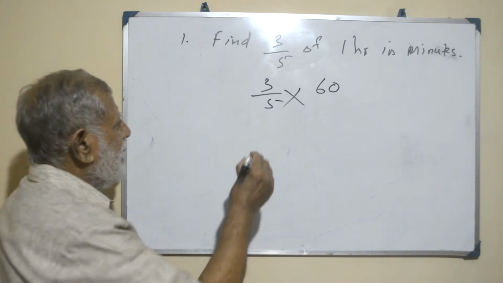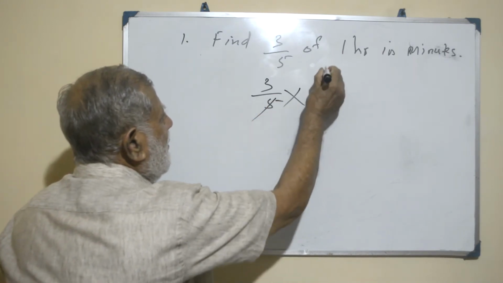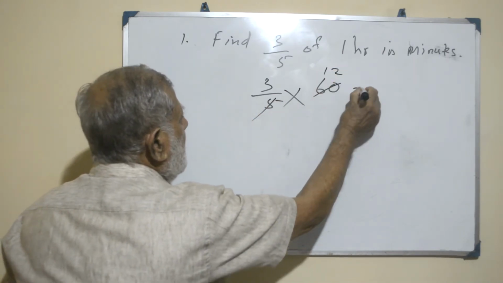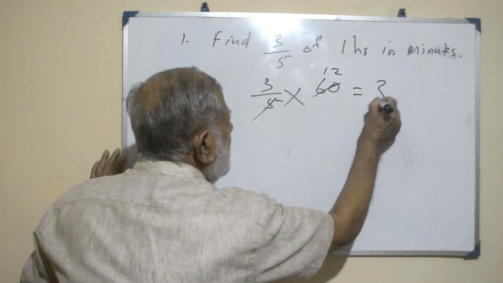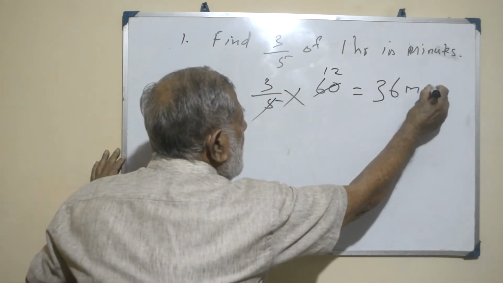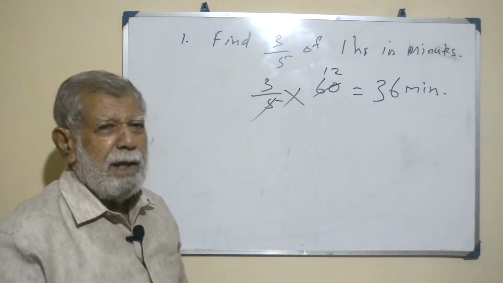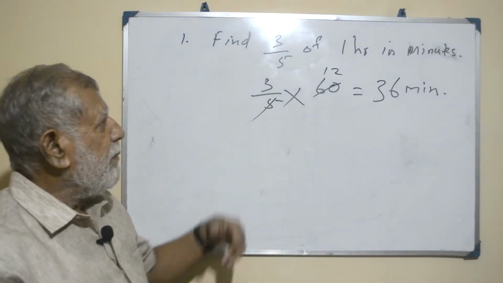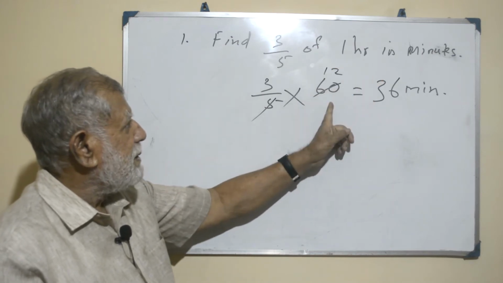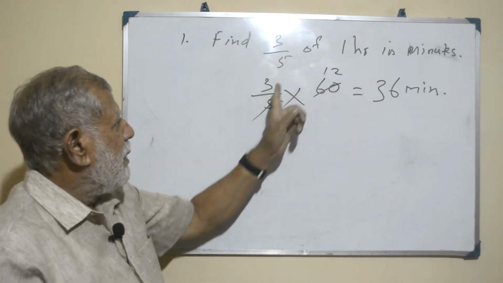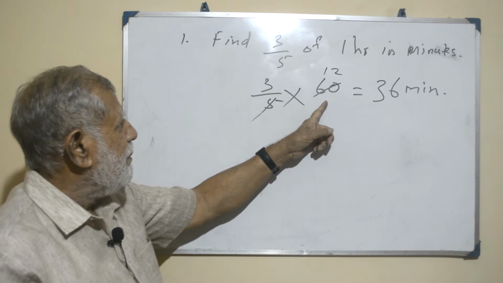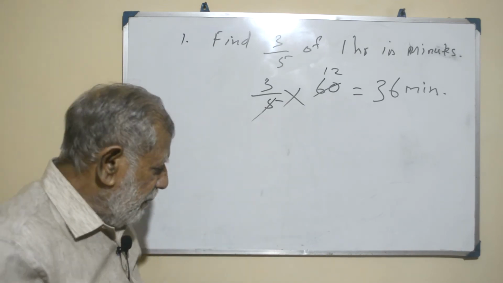Now what we do is we cancel and we get 12 here. That is equal to 12 times 3, 36 minutes. So this is the answer for this question. Find 3/5 of 1 hour in minutes. Convert the hour to minutes, 60. So of is into. So 3 upon 5 into 60. So cancel and get the answer. We will take another example.